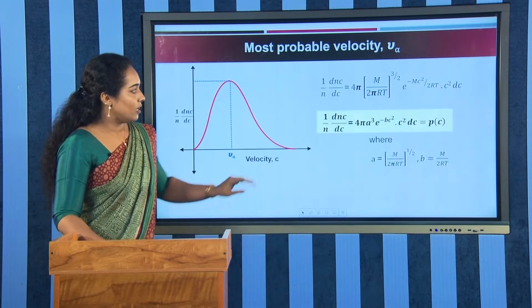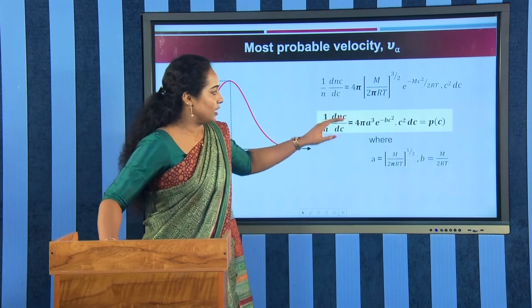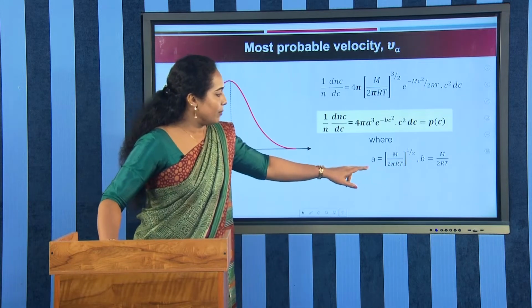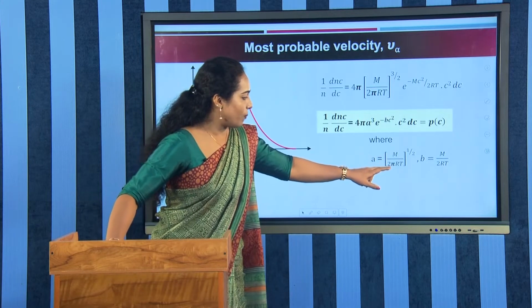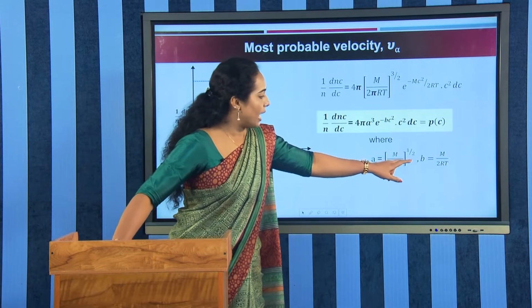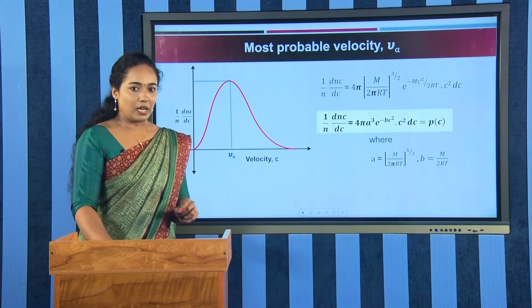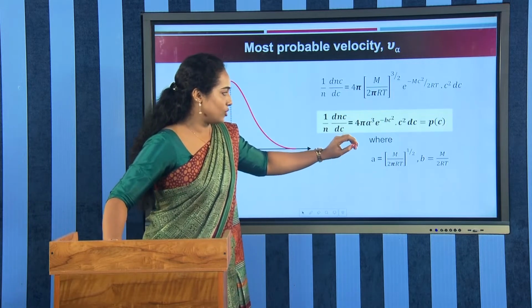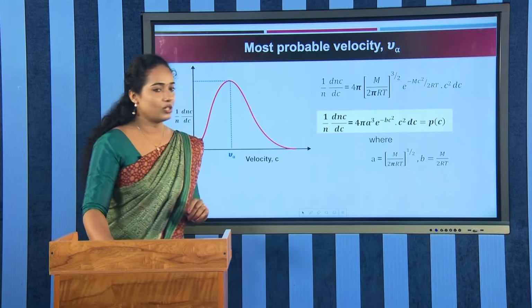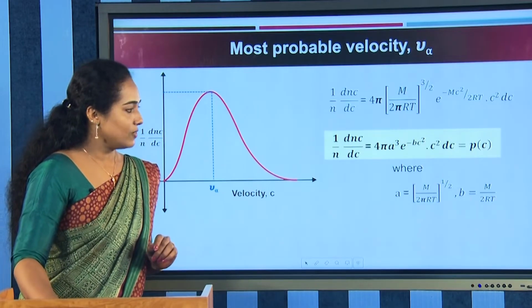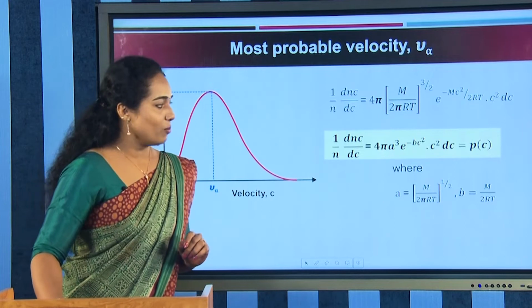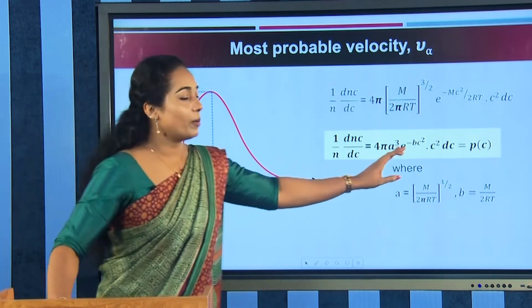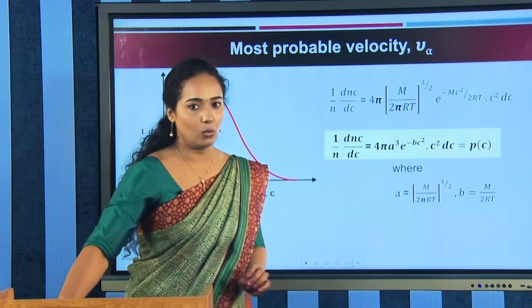I am modifying this relation by introducing two terms A and B. Here A is m by 2 pi RT raised to the power 1 by 2 and B is equal to m divided by 2 RT. Substituting these A and B into Maxwell's distribution relation, we get the modified equation as 1 by n dn c by dc, which is equal to 4 pi a cube e raised to minus b square c square dc, which can be written as P of c. P of c means the probability of the gas molecule to have that particular velocity.